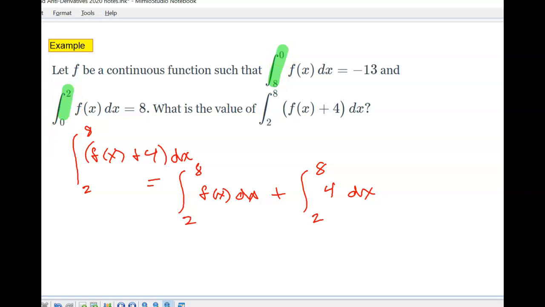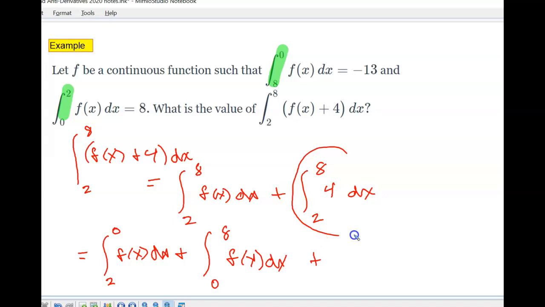So I am going to flip the integral 0 to 2 to make this become the integral from 2 to 0 of f of x dx plus, and I'm going to flip this second one around as well, the integral from 0 to 8 of f of x dx. And then I have to add to it the integral of a constant, which we talked about last time. So this part is really going to be the constant times 8 minus 2.